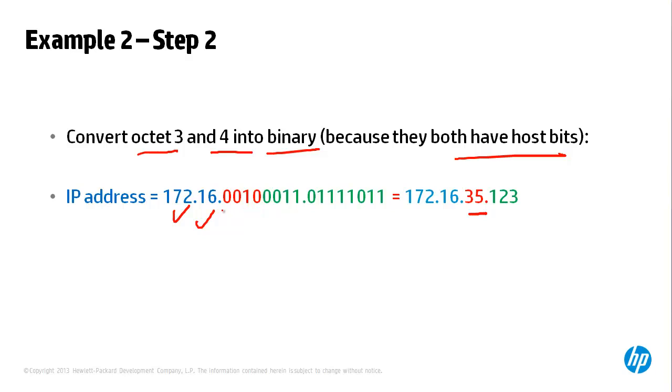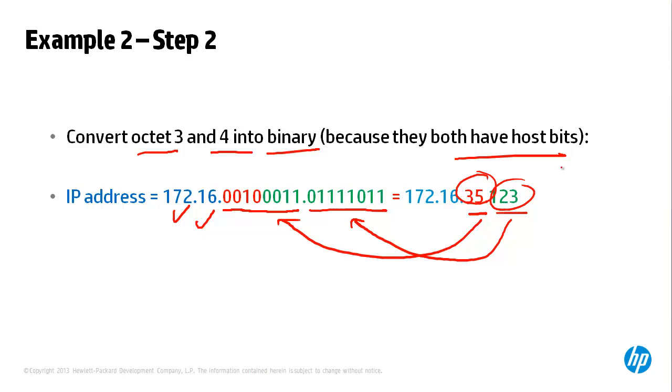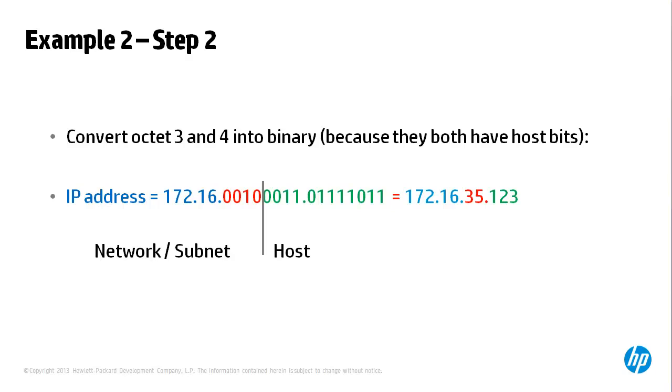35 in binary is 2 binary zeros, binary 1, 3 binary zeros, 2 binary 1s, and 123 is this in binary. So all I've done is convert the decimal to binary, but only for 35 and 123 because they both contain host bits. There's therefore a split between network subnet and host. This is the network portion, the subnet portion, and this is the host portion of the address.